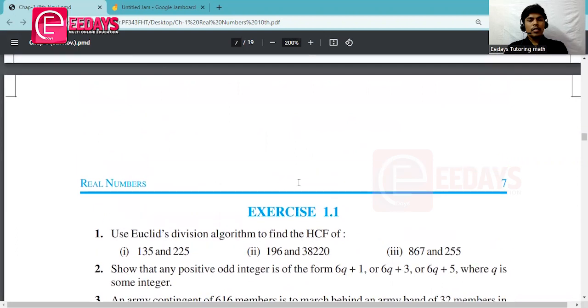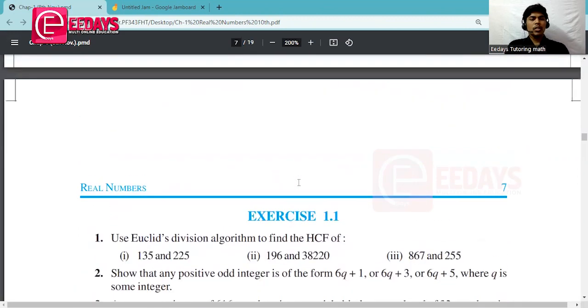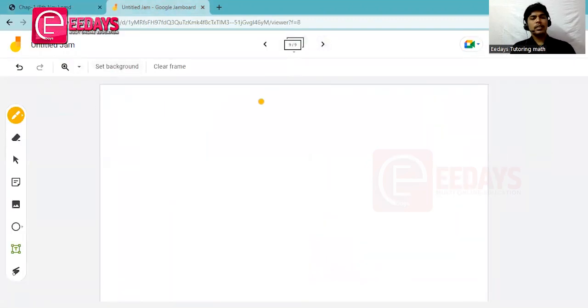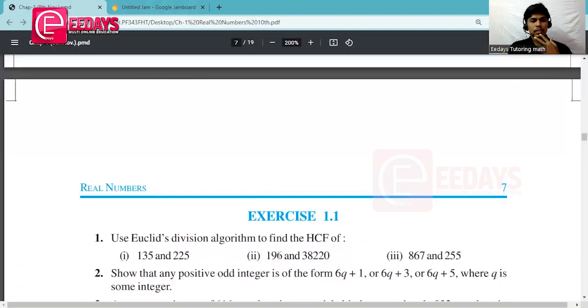Okay. We'll solve one or two questions of Euclid division lemma. Then we'll end the class here and we'll solve the other questions tomorrow. So the first question in exercise 1.1. Let's write exercise 1.1. Okay. So in exercise 1.1, the first question, the first one. Let's solve the first one.